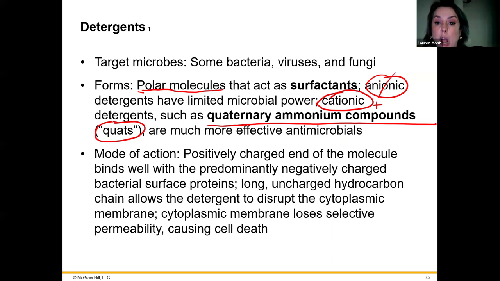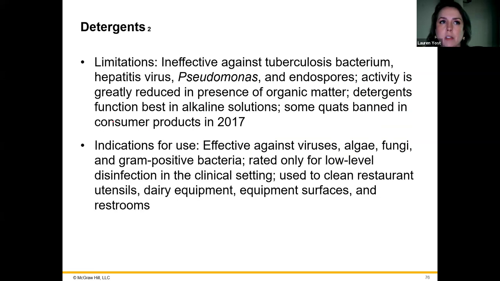But that positive charge actually helps it get into the cell membranes better, because they really want to get associated with those negatively charged heads of the phospholipids. So that's what is aiding them there. So again, we're basically causing holes in cell membranes. Detergents have limited use. They're ineffective against tuberculosis bacteria, hepatitis virus, pseudomonas, and endospores. So we've got a lot of stuff getting through here, but we usually will combine these things with other things. So that's what we see with Hibiclens, right? We see chlorhexidine combined with the detergent effect of it.